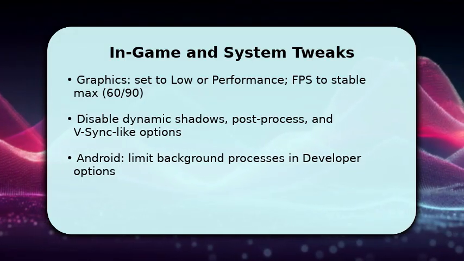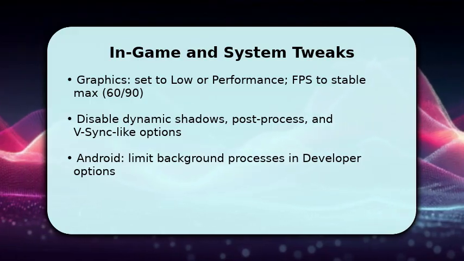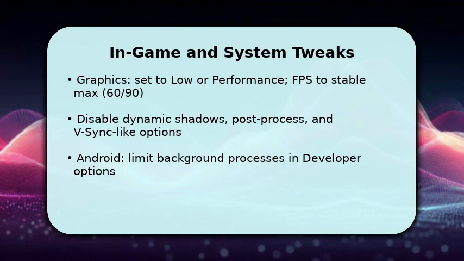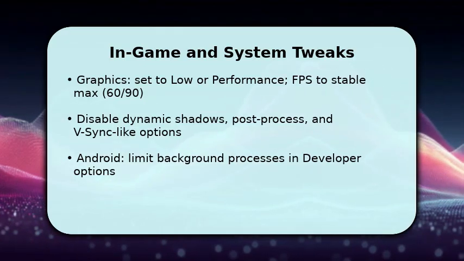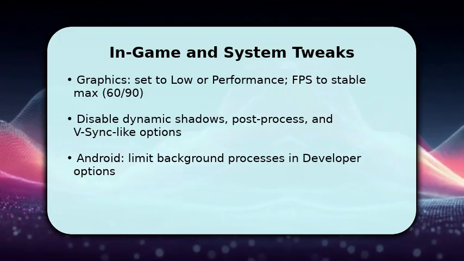On Android, open developer options and limit background processes to 1 or 2. This prevents sudden RAM pressure. Together, these settings lower thermal load and frame variance, so you maintain consistent input responsiveness.